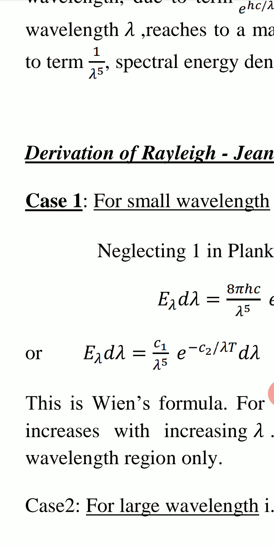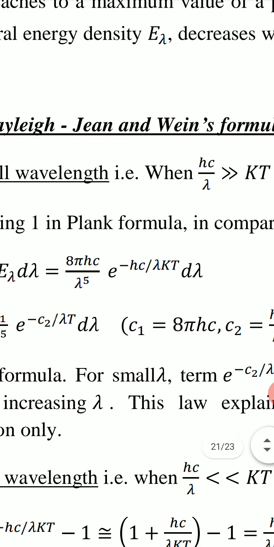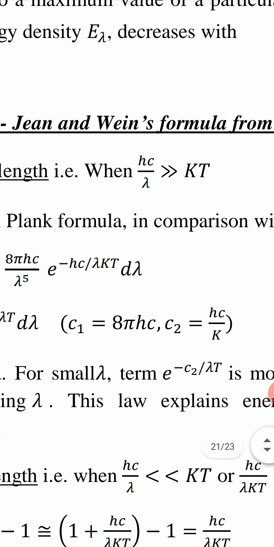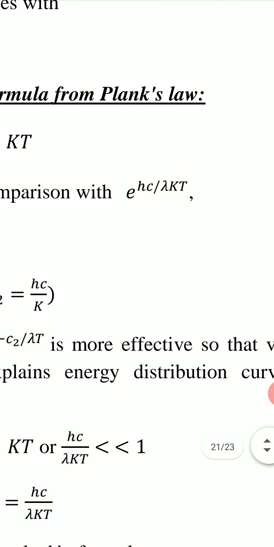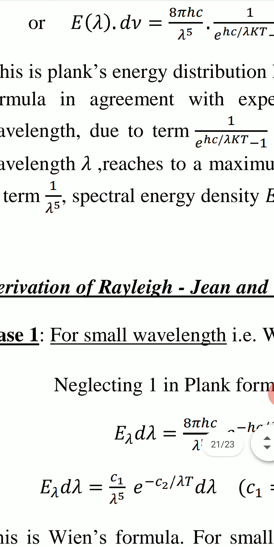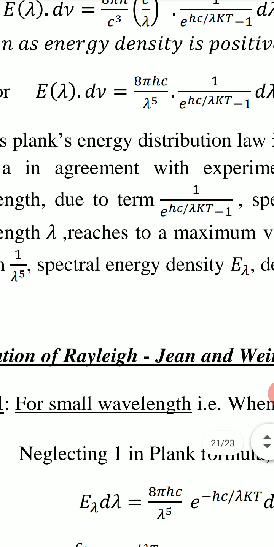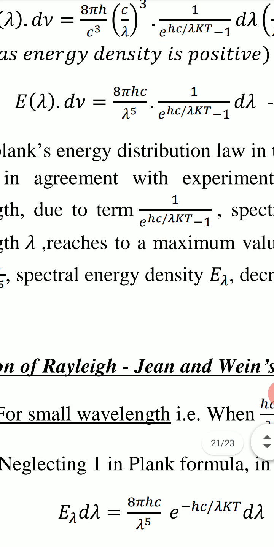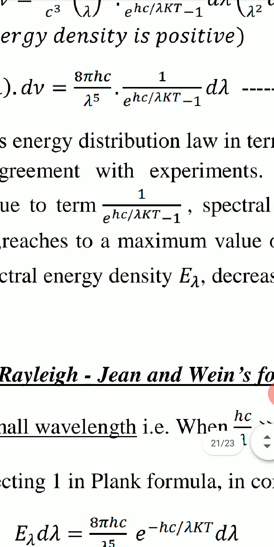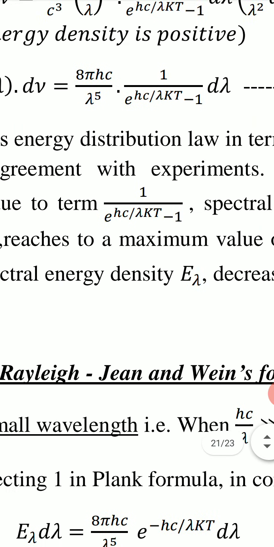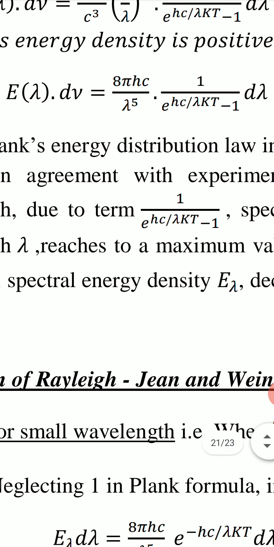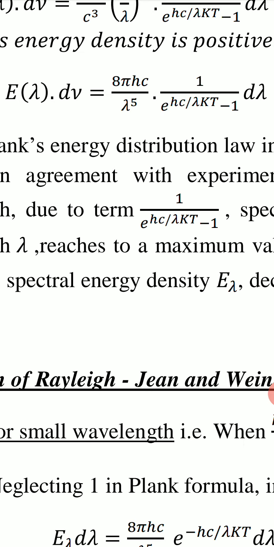Now we derive the Rayleigh-Jeans and Wien's formulas from Planck's law. This is Planck's law: E lambda d lambda equal to 8 pi hc upon lambda to the power 5, into 1 upon e to the power hc upon lambda kT minus 1, d lambda. From this Planck's law, we find Rayleigh-Jeans law and Wien's law.